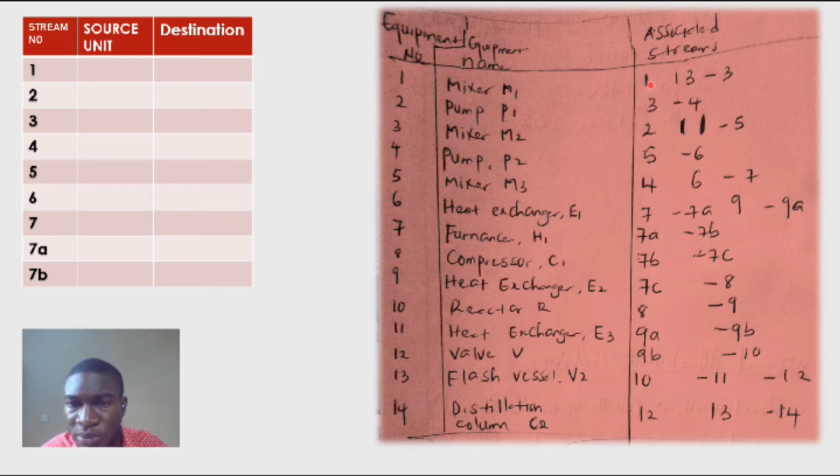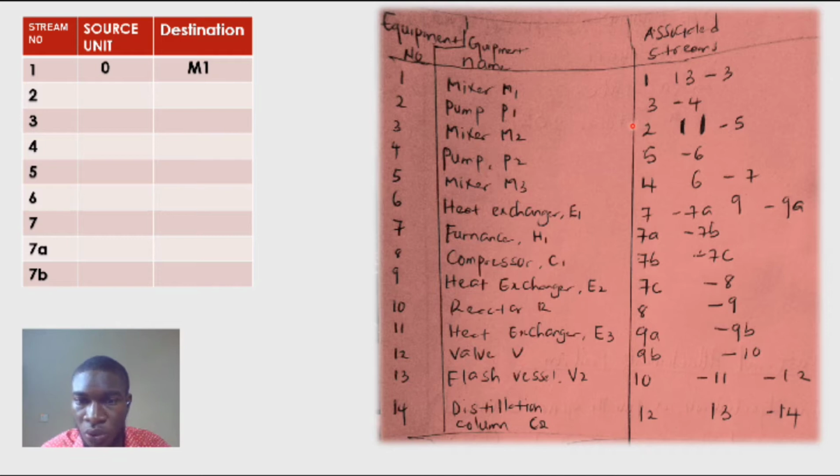For the first stream, stream number 1, the destination unit is the mixer, which is M1. But it has no source. If you check all through, you will see that we don't have any negative 1. Hence the source is 0. Even in the last lecture we talked about this: for a feed without a source, we give it the number 0. For a product without a destination, we also give it a 0. So that's what we have here, M1.